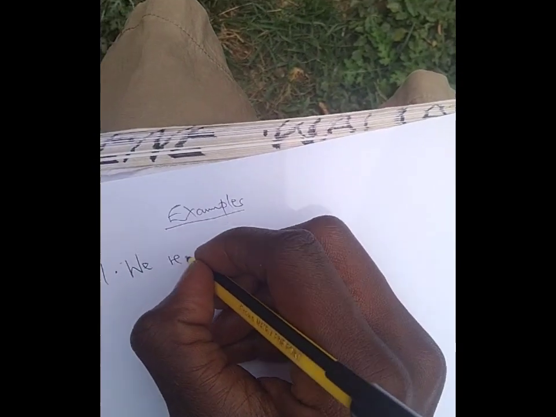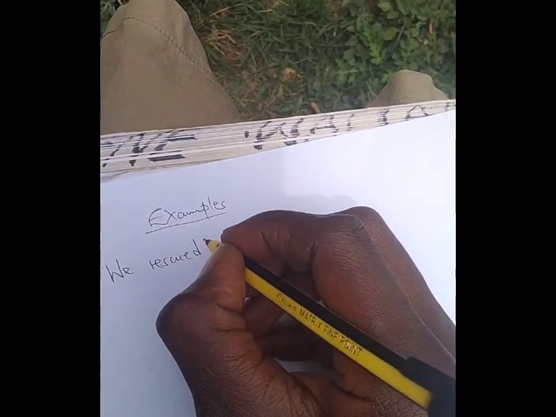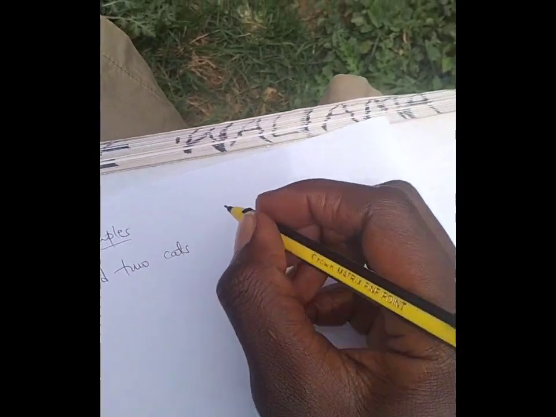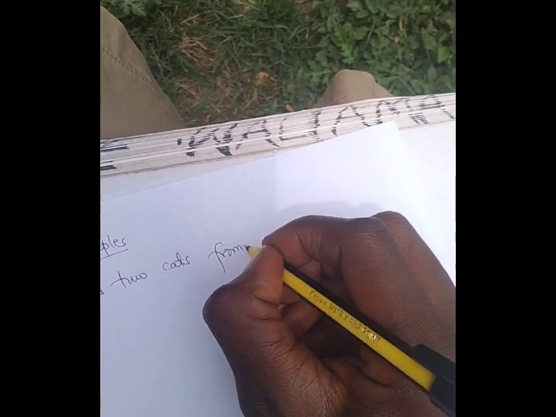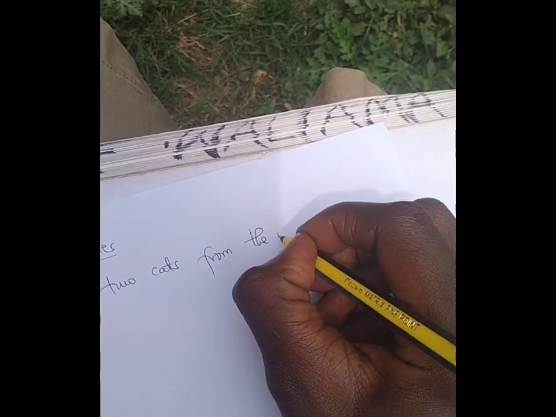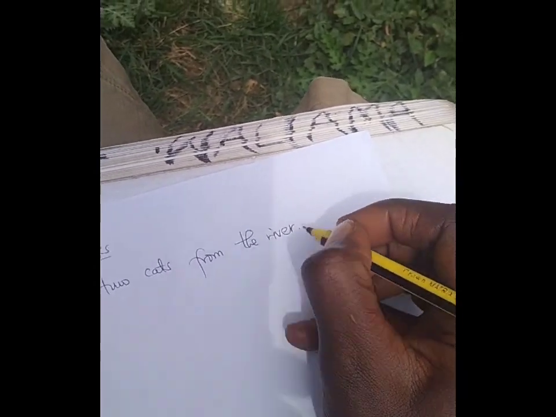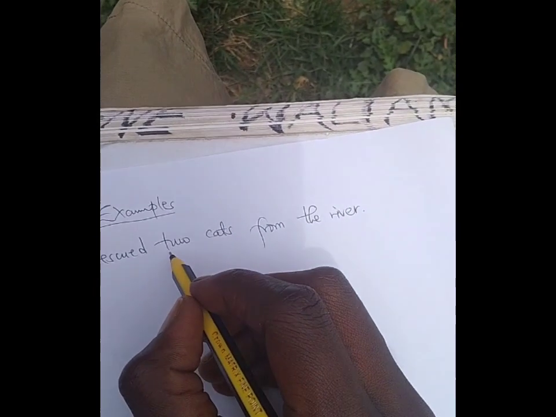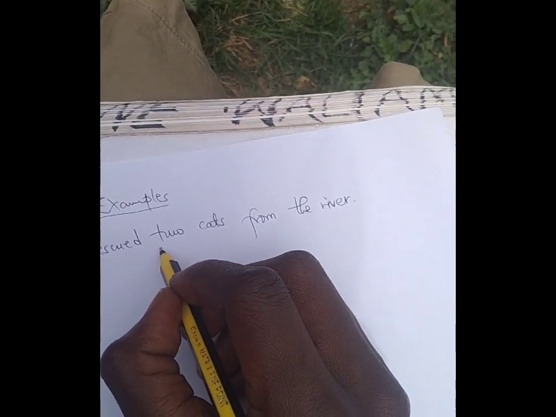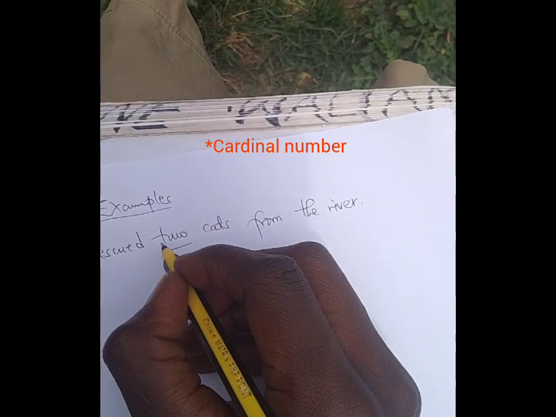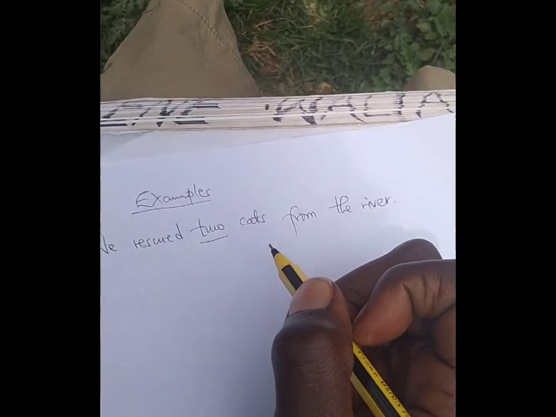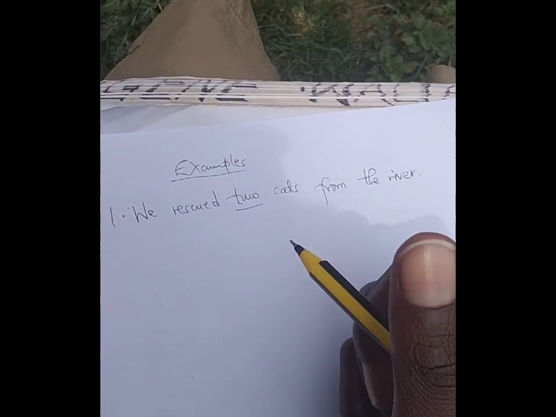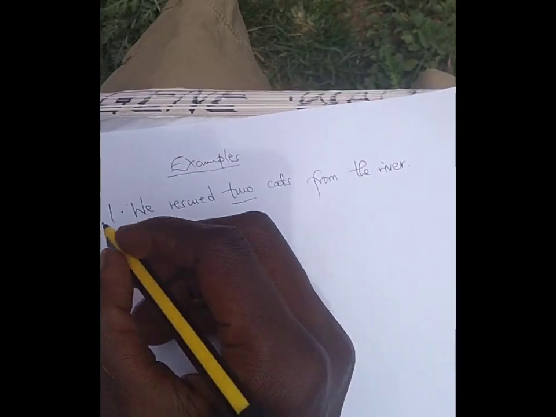We rescued 2 cats from the river. I want you to underline the ordinal number. So this one shows the quantity or the amount of cats that were rescued from the river.